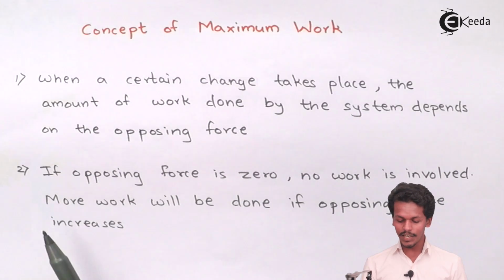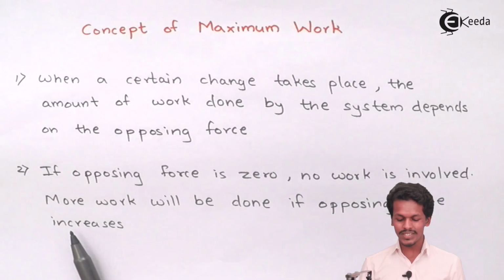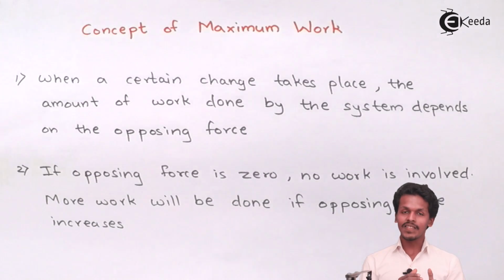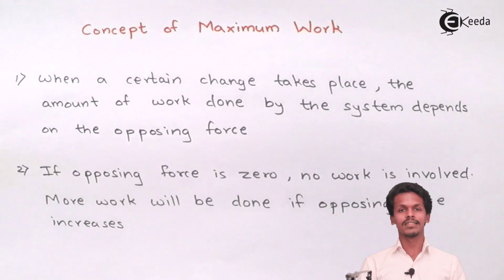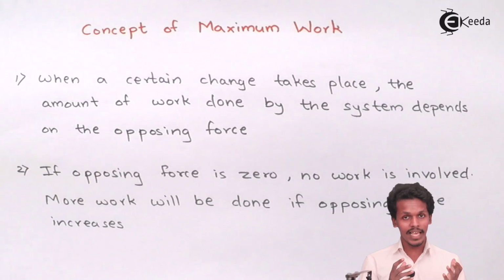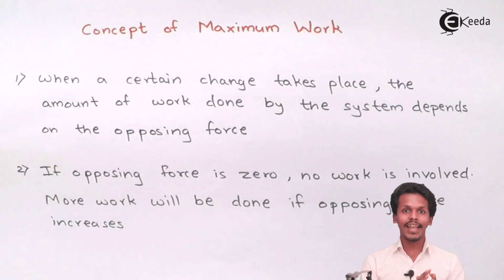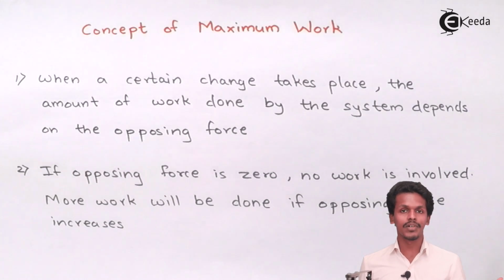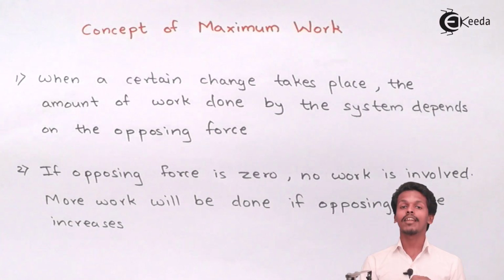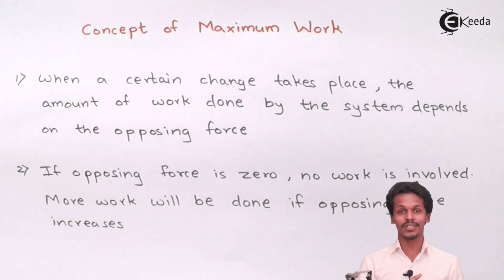Moving to the next statement: more work will be done if the opposing force increases. This is based on the previous derivation. If the opposing force has a larger value, not like the vacuum condition, then the work done during that process will also be more, and in that case we will find the maximum work done by the system. But there are also a few conditions: the opposing force should not be more than what? Let us see the next concept.